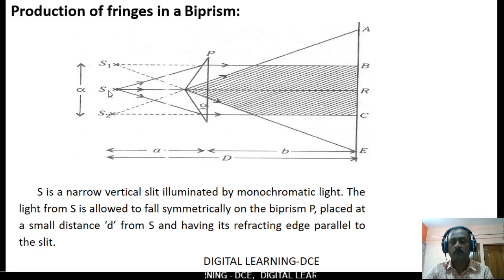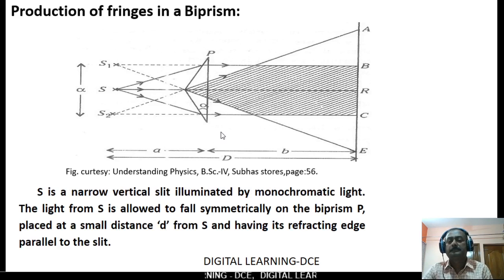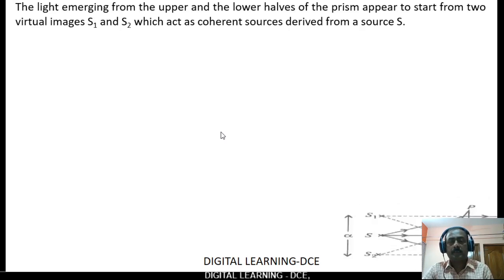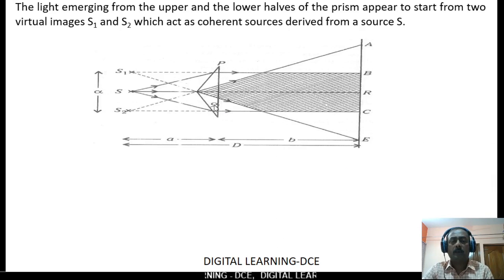The light from the source S is allowed to fall symmetrically on the biprism P, placed at a small distance d from the source S, having its refracting edge parallel to the slit. The light emerging from the upper and lower halves of the prism appears to start from two virtual images S1 and S2, which act as coherent sources derived from the source S.